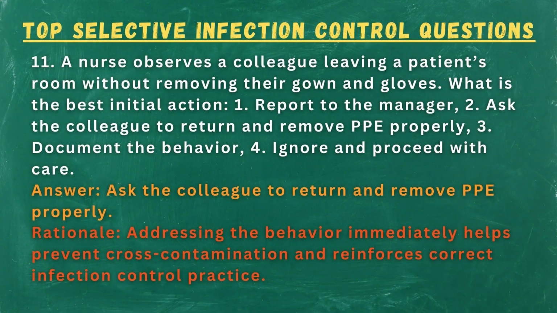11. A nurse observes a colleague leaving a patient's room without removing their gown and gloves. What is the best initial action? 1. Report to the manager. 2. Ask the colleague to return and remove PPE properly. 3. Document the behavior. 4. Ignore and proceed with care. Answer: ask the colleague to return and remove PPE properly. Rationale: addressing the behavior immediately helps prevent cross-contamination and reinforces correct infection control practice.